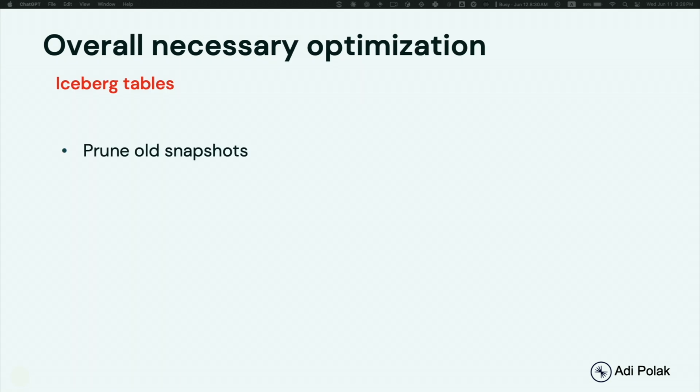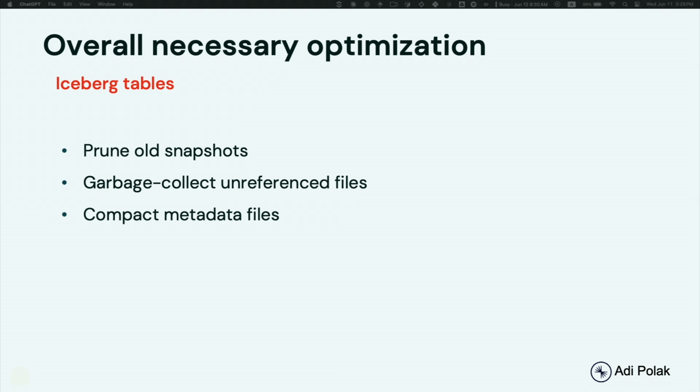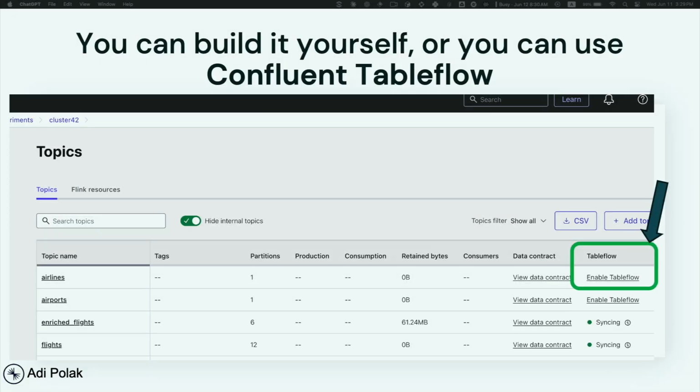Let's look at the overall necessary optimization that we need to do with Iceberg on the maintenance side. So we need to prune all snapshots, right? Sometimes there'll be dangling files just hanging out there, so we need to make sure we are deleting them. We need to make sure we're garbage collecting all unreferenced files out there. We need to make sure we're compacting the metadata files together with the files themselves. So compacting the data files and so on.